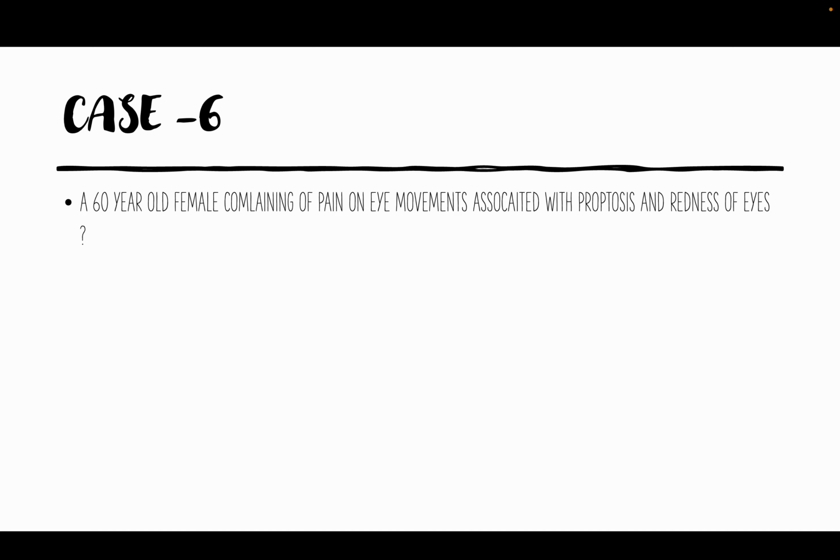Inferior rectus, superior rectus, then medial rectus. Lastly, lateral rectus is involved. So inferior rectus is the most common. Depression is the most common defect in the case of thyroid eye disease. Second possibility is orbital myositis.